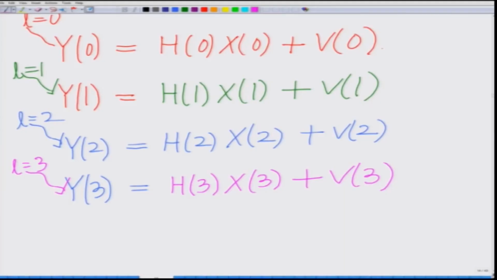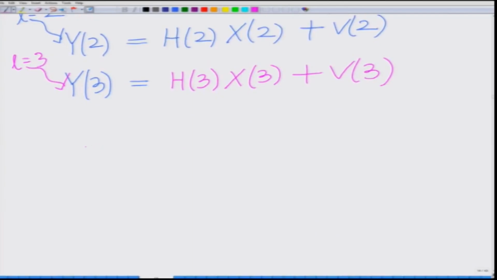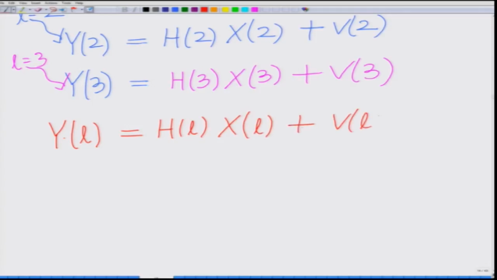Now, if you look at this system, what you can observe is that for each subcarrier the output YL is simply the channel coefficient times the input symbol XL. There is no inter-symbol interference from the previous symbol on each subcarrier. Therefore, if you look at this model, YL equals HL XL plus VL.